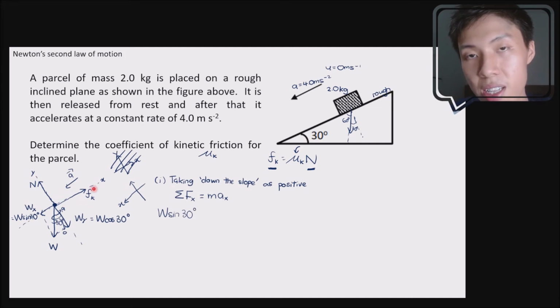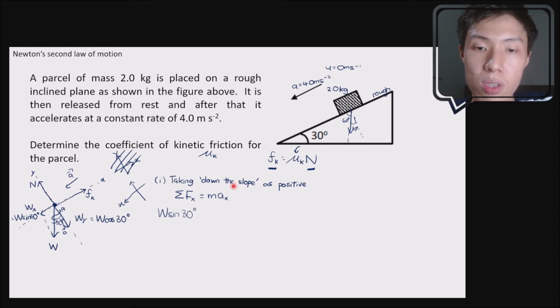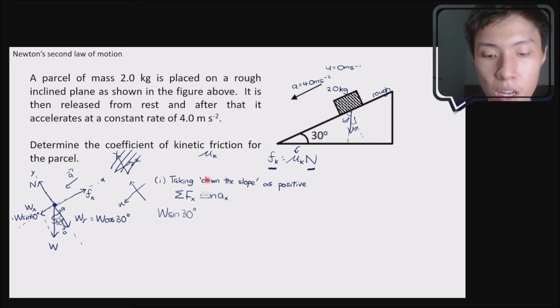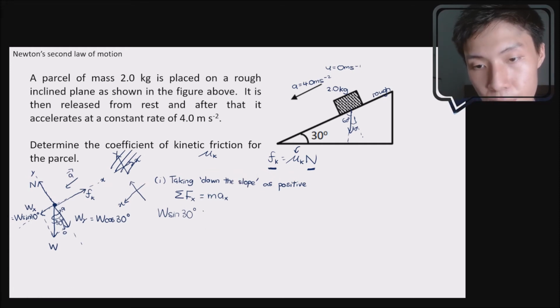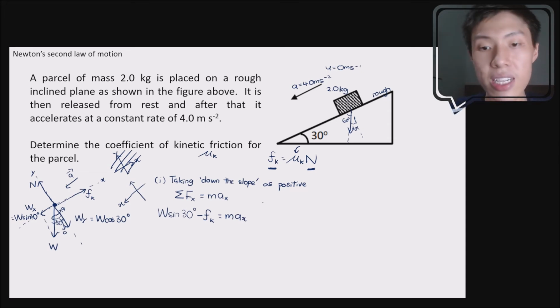How about the other side? The other side we have the kinetic friction. Kinetic friction is up the slope. Up the slope is opposite this one, so it should be negative. So we'll take kinetic friction to be negative. Then it equals m ax. In this case, our ax here has a positive value already, and the positive value will be 4.